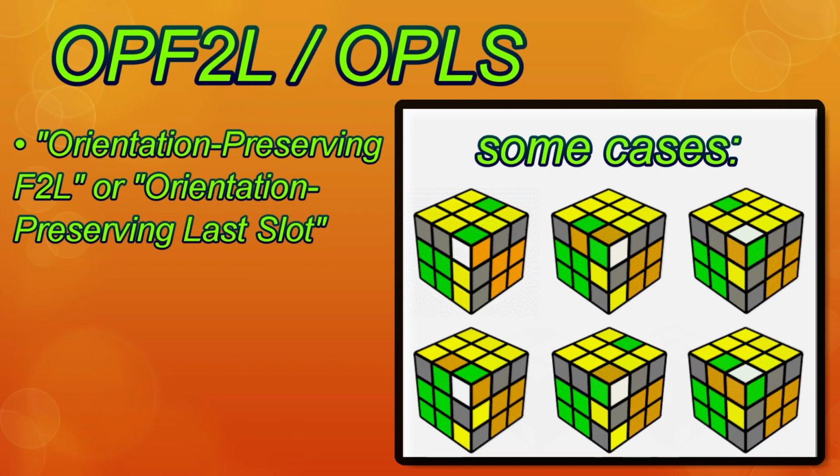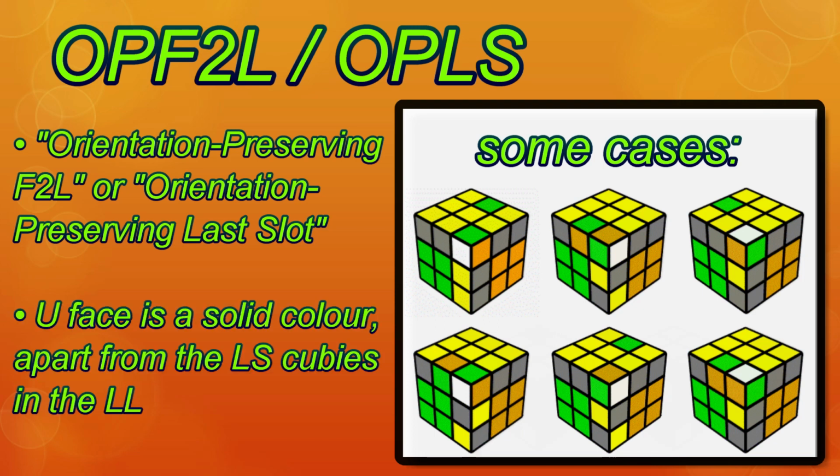The next thing I'll be talking about is called orientation preserving F2L, and they are probably the easiest cases to recognize. They involve last slot cases where all the cubies on the last layer are oriented. They're easy to recognize because the U layer is almost a solid color. The algorithms solve the last slot while preserving the orientation of the last layer, forcing an OLL skip. There are 31 cases, and you can find them all on Mackey's site, along with other cases that preserve the orientation of the last layer.